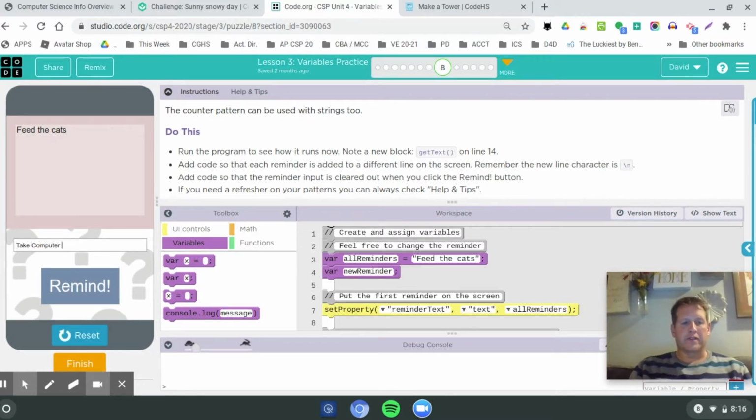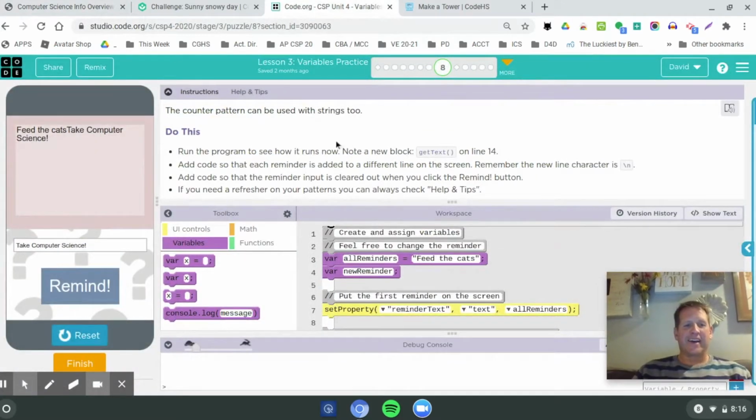Take computer science and add it to my Remind app. And then, there it was. I had to wait a minute.